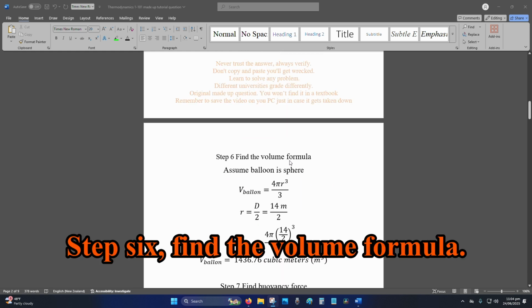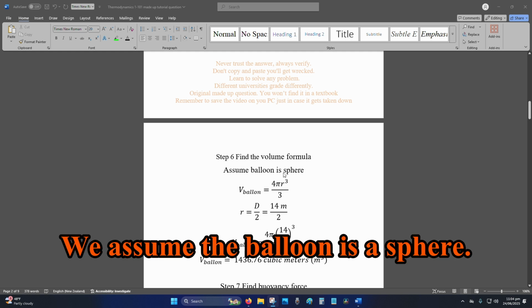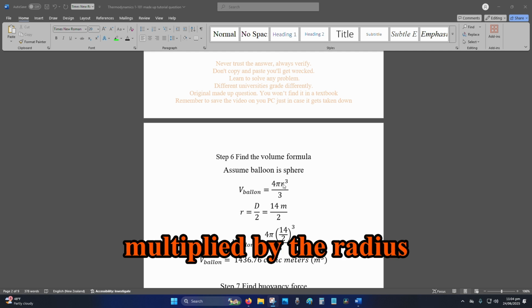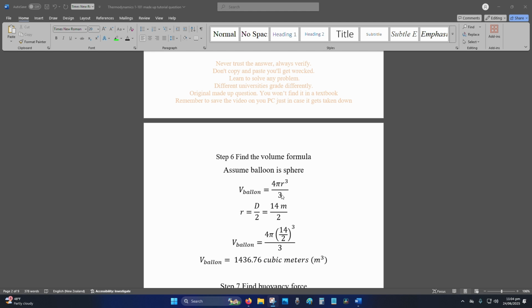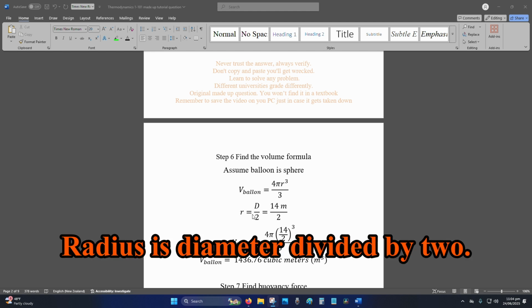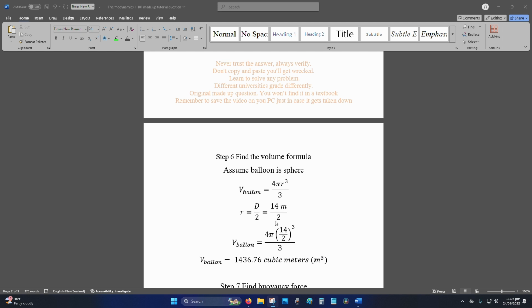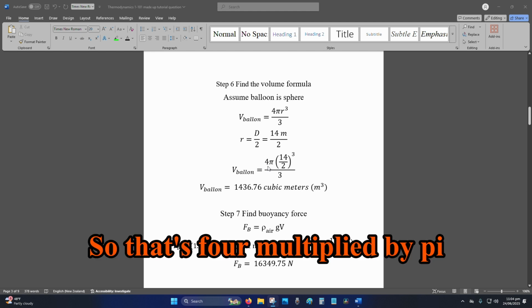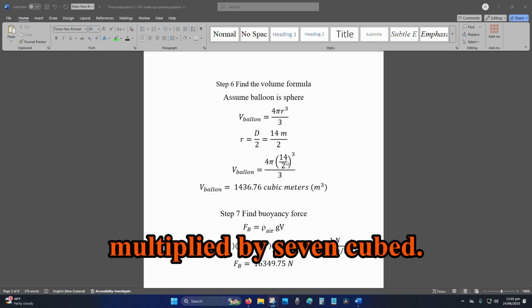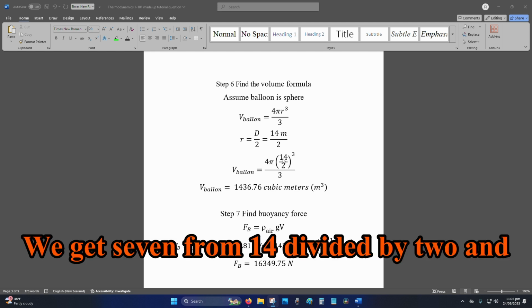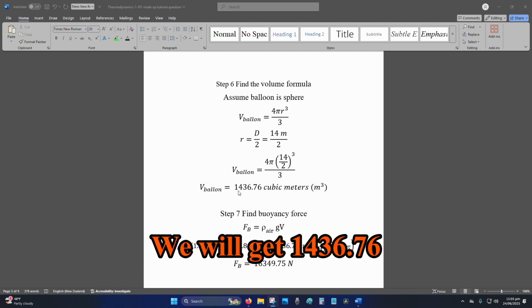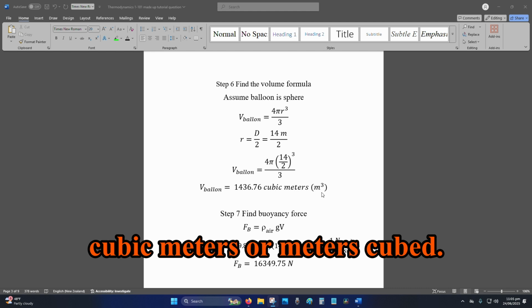Step 6, find the volume formula. We assume the balloon is a sphere. So that's 4 multiplied by pi multiplied by the radius cubed divided by 3. Radius is diameter divided by 2. They give us 14 meters, so we divide that by 2. So we just plug it in. So that's 4 multiplied by pi multiplied by 7 cubed. We get 7 from 14 divided by 2. And then we divide that by 3. We will get 1,436.76 cubic meters or meters cubed.